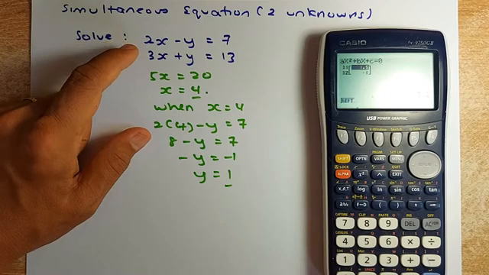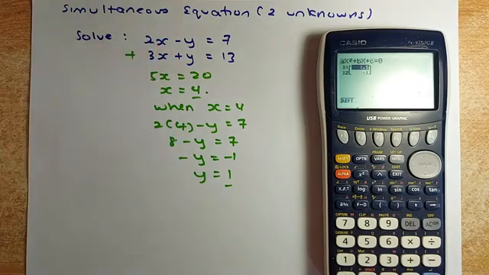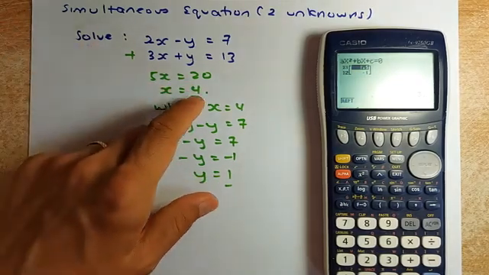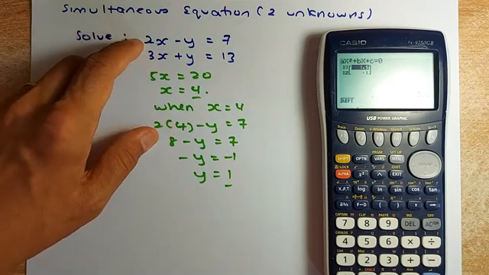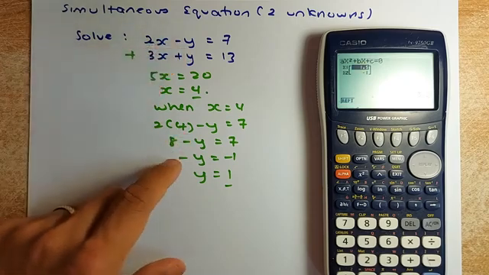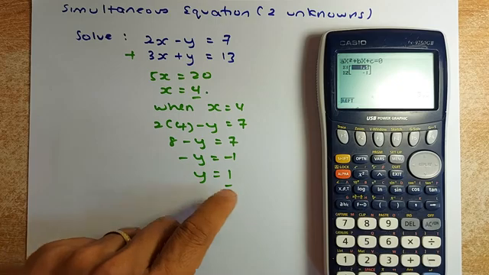To do that manually, we're going to add them up. So 2x plus 3x is going to be 5x. Minus y plus y is cancelling out. And 7 plus 13 is going to be 20. The next thing you do, 5x equal to 20, divided by 5, x equal to 4. Once you know x equal to 4, substitute 4 into either of the equations. We substitute into the first equation. So 2 times 4, x is 4, so 2 times 4 is 8. 8 minus y is going to be 7. And we solve algebraically, y equals 1.